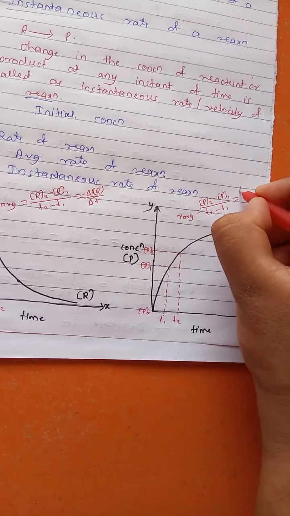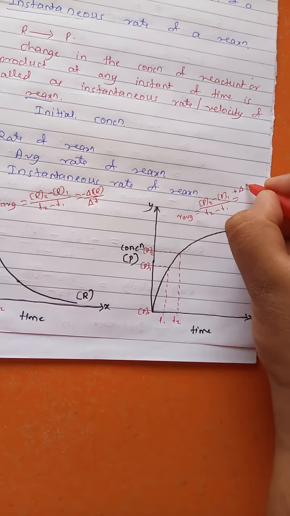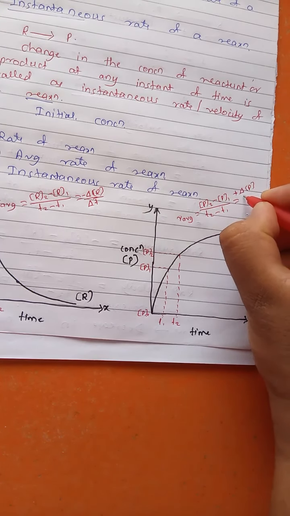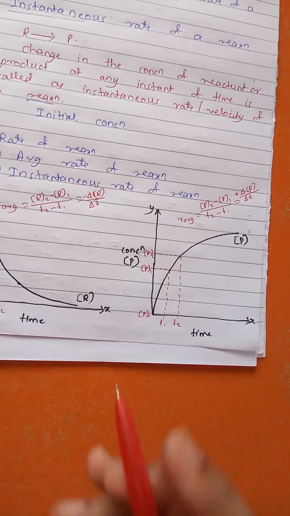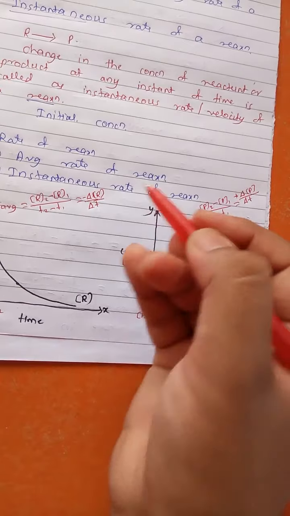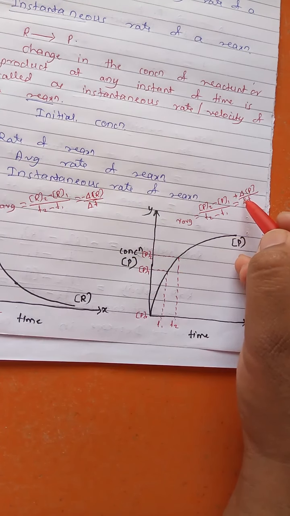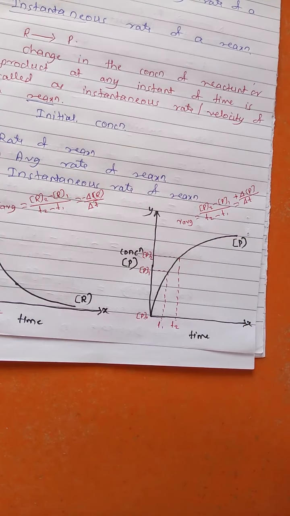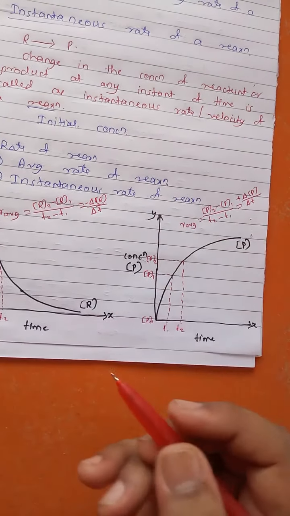Here plus, that is the increase in the concentration of product divided by delta T. Here the negative sign indicates the decrease in the concentration of reactant. Here the positive sign indicates the increase in the concentration of product. This is for the average rate of a reaction.